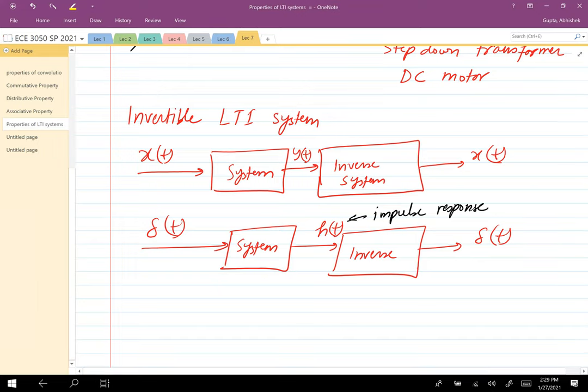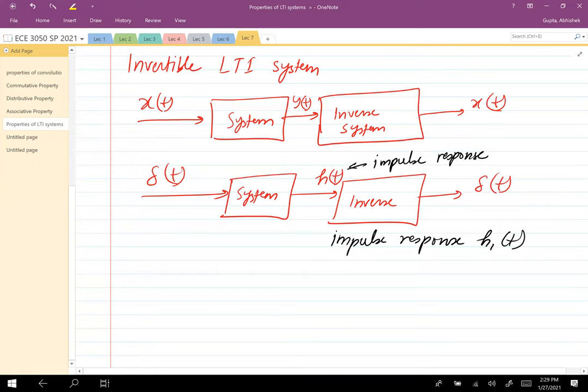So we would like the impulse response of the inverse system, let's say it's h1 of t. So we would like h of t convolution h1 of t to be equal to delta t. Remember, the system's output is going into this inverse system as input. So the output of the inverse system is going to be h of t convolution with h1 of t, and we would like it to be equal to delta t. Only then is the system invertible.